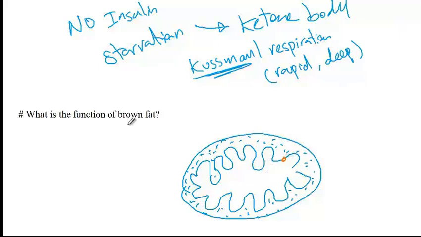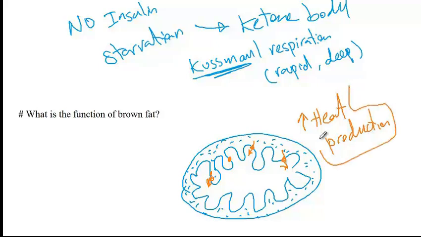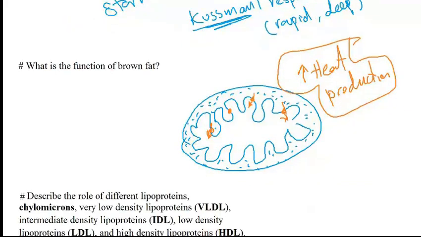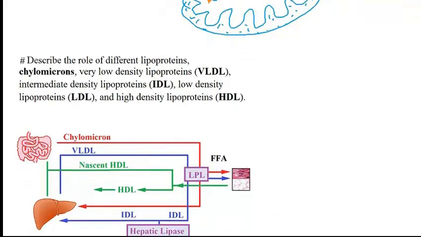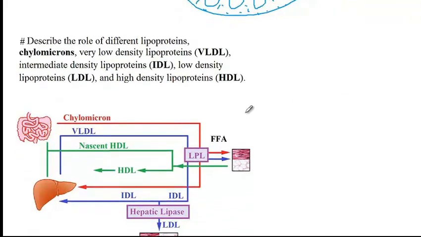But then brown fat has this protein called uncoupling protein that allows easy leakage of protons back into the mitochondrial matrix, and by doing that they would increase heat production. And so brown fat is seen, for instance, in newborns and some hibernating animals, and is used as a mechanism to produce heat. Then, as we just promised, we're going to go over different forms of lipoproteins.